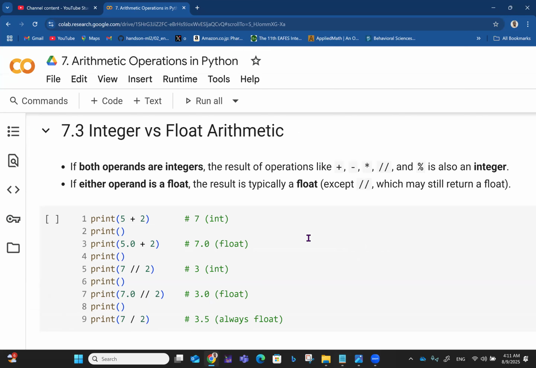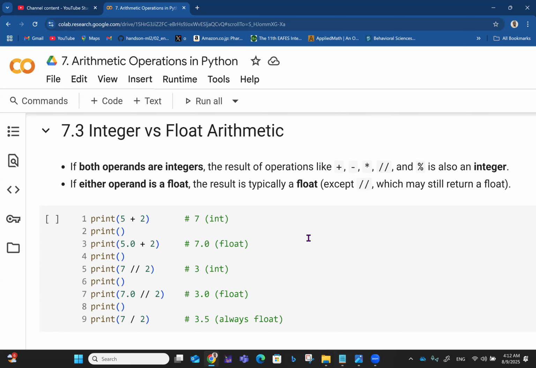Okay, so what about integer versus float arithmetic, right? Integers and floats come into arithmetic operations. If both operands are integers, the result of operations like addition, subtraction, multiplication, floor division and modular division is also an integer. So if you have two integers, if you add them together, subtract them, multiply them, do their floor division or modular division, you're definitely going to get an integer.